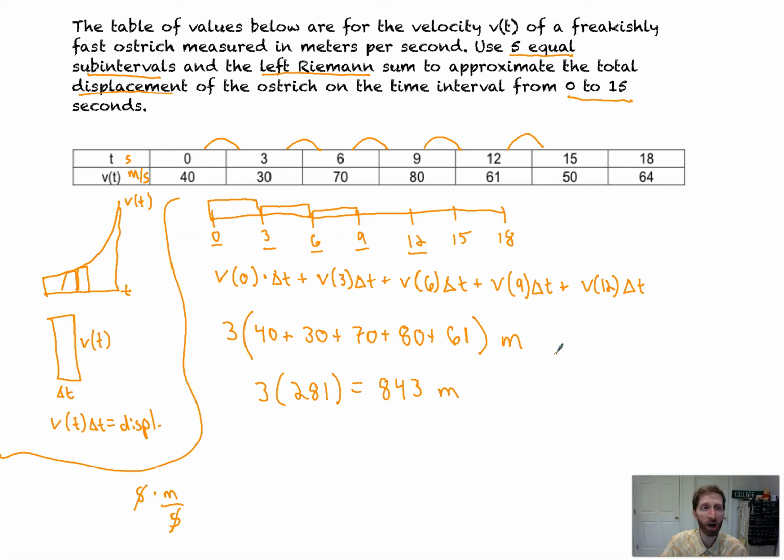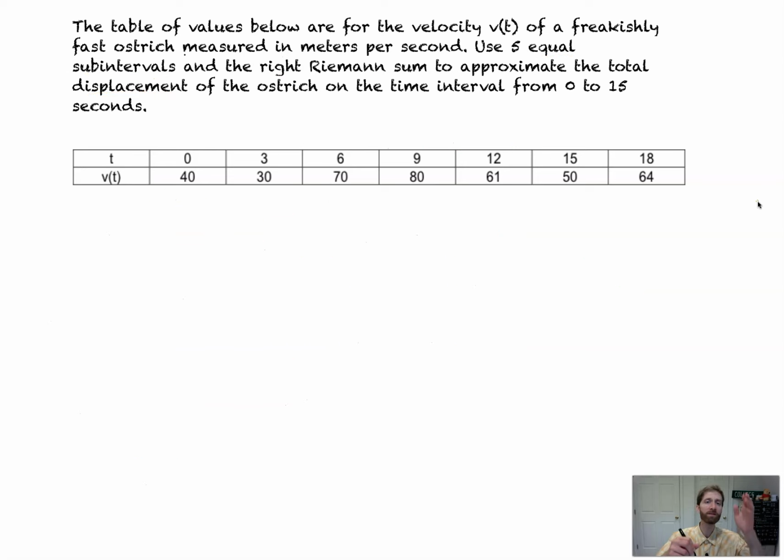Okay, that's all for this one. We're going to now carry on and we're going to find a right hand, a midpoint, and a trapezoidal approximation, all with the same data, just so that you can see there's not much of a difference. And we'll take a little less time doing the next few ones. Nice job on that one. We just approximated the area between the v of t curve and the t curve, which gave us an approximate displacement of the ostrich. So the displacement being the ending value of position minus the starting value.